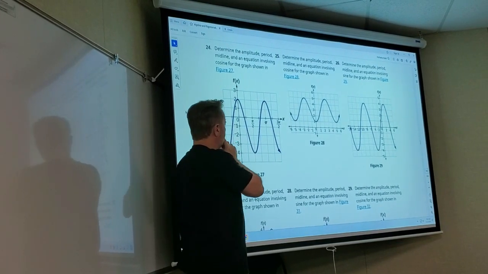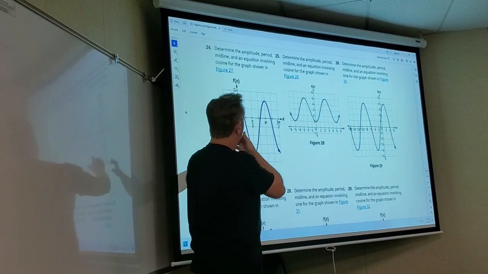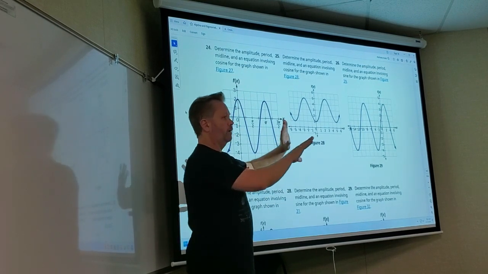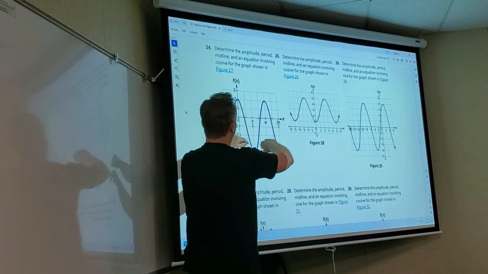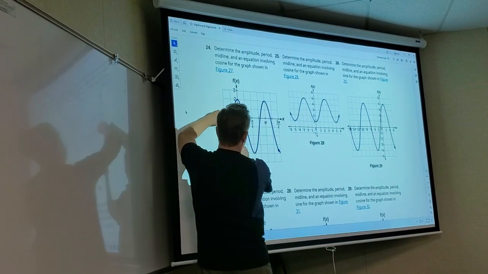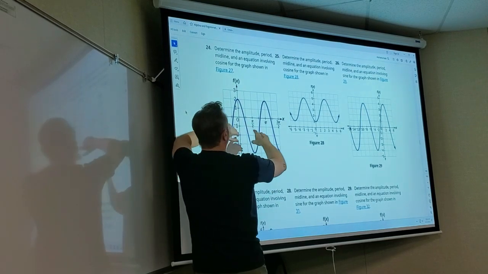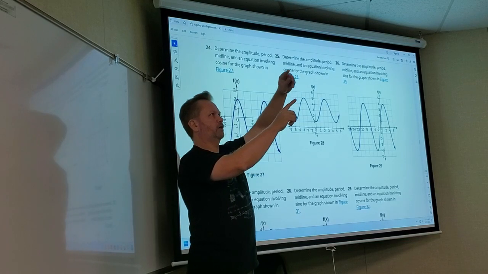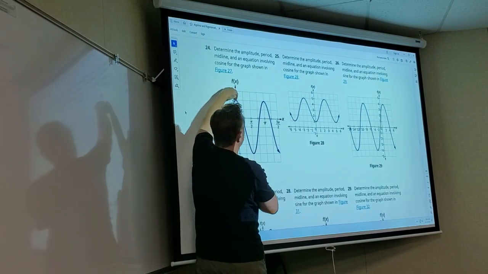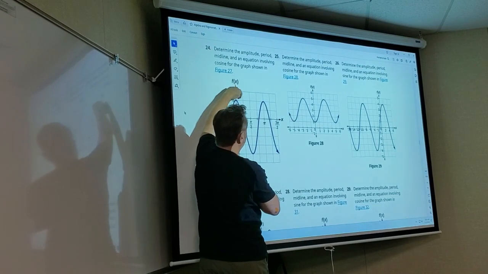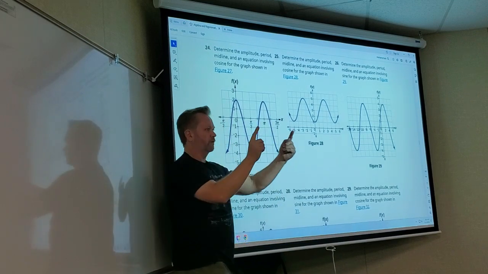So, did we look at 27 here? To find the period, you would have to locate a cycle, and there are a lot of different options here. I really want you to understand. Here's a cycle, correct? Here's the maximum. When's the next time it hits that? There. That's a cycle. You can figure out the period.